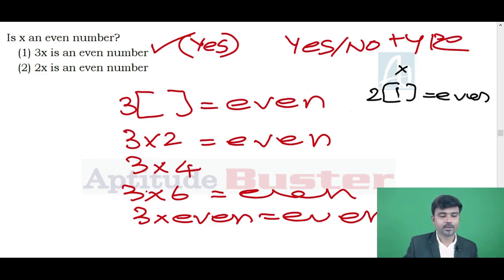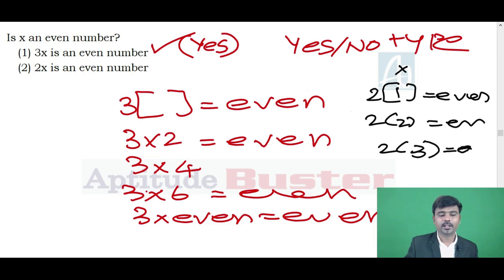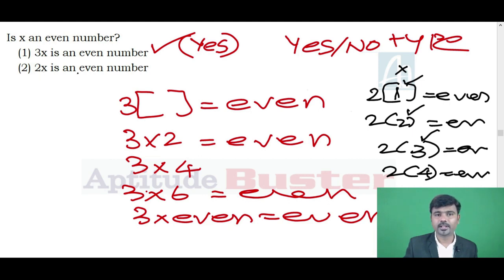If I substitute x equal to 1, 2 into 1 is even, 2 into 2 is even, 2 into 3 is even, 2 into 4 is even. See here, x is an odd number, x is an even number, x is an odd number, sometimes odd, sometimes even. Question: is x an even number? Using the second statement, can you say a definite answer? No, the second statement is not sufficient to say definite yes or definite no. So the answer for this question is option choice A.